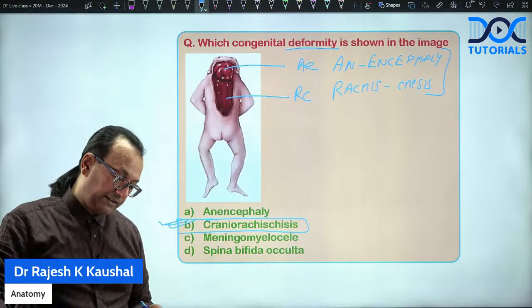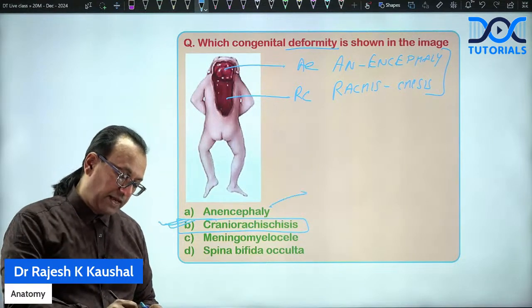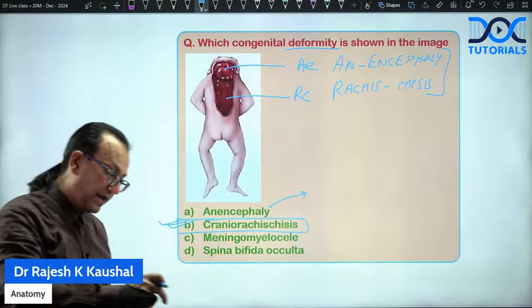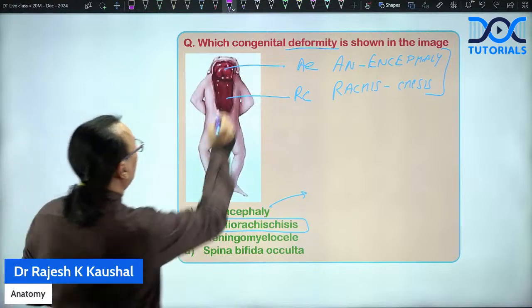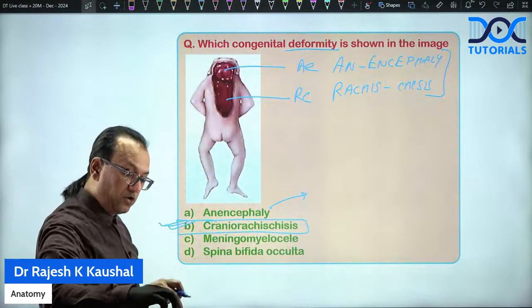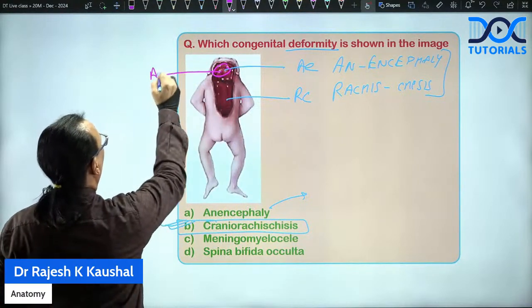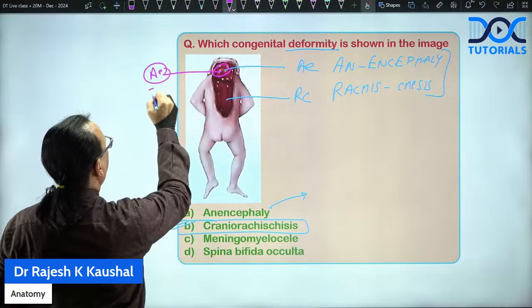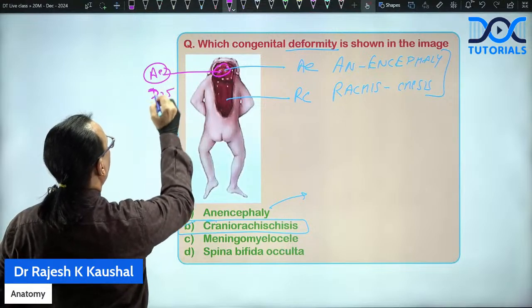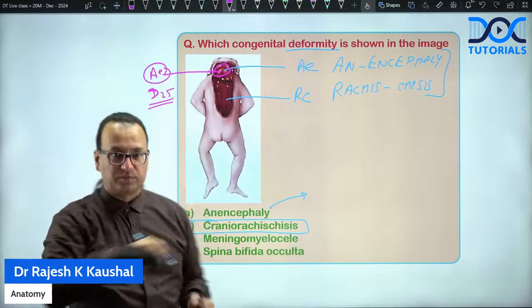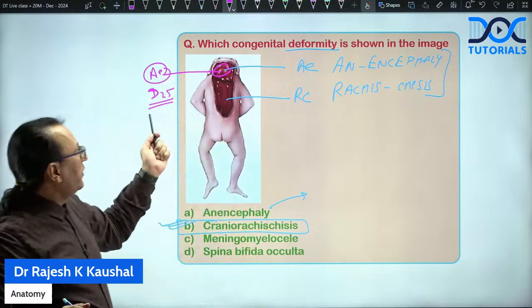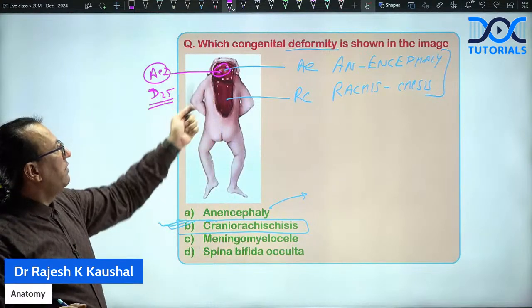So cranio-rachis. What is anencephaly? Anencephaly happens if we have the non-closure of the anterior neuropore. So if we have non-closure of the anterior neuropore, which is happening by day number 25, the anterior neuropore should close, brain will form. By day number 25, the anterior neuropore should close, brain will form.